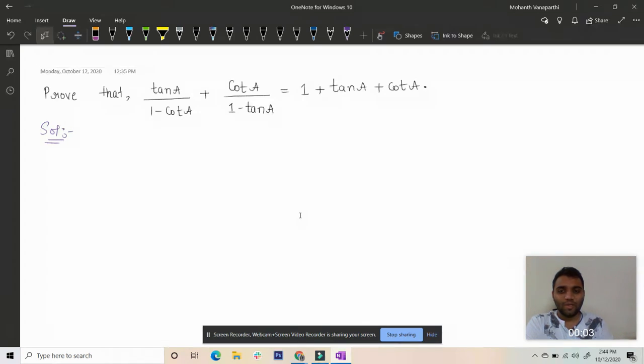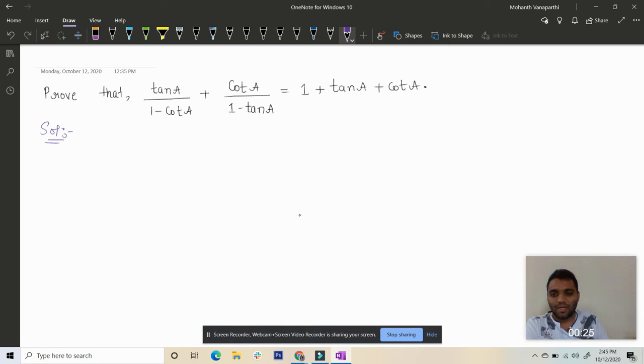Hello, the given question statement is: prove that tan A divided by 1 minus cot A plus cot A divided by 1 minus tan A is equal to 1 plus tan A plus cot A. In this type of question, we have to prove the LHS part is equal to the RHS part. In order to prove that, first I am taking the LHS part.